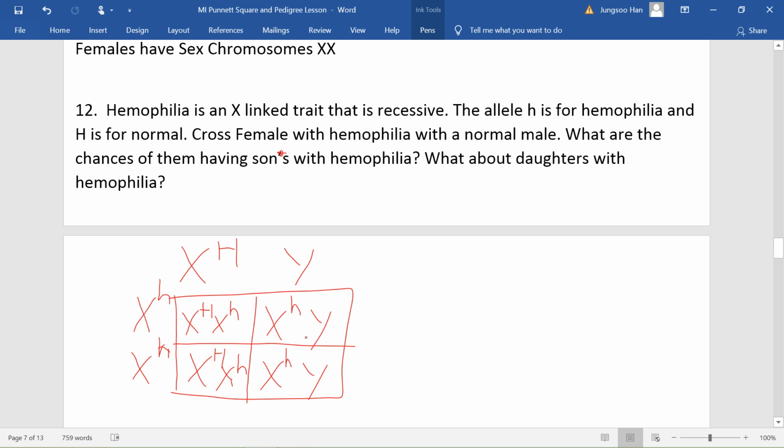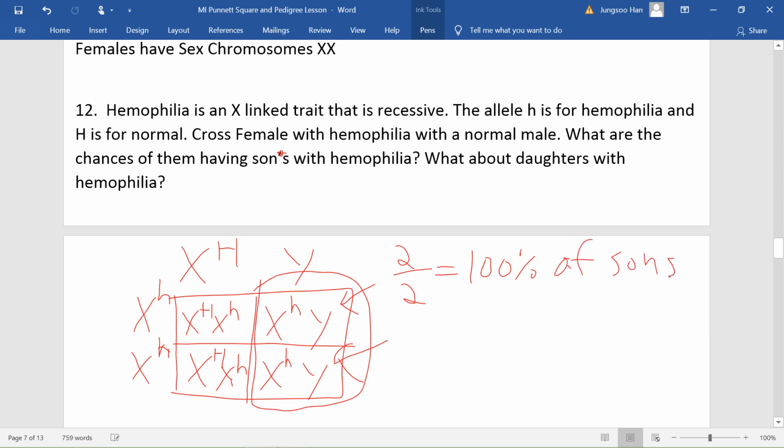Before, we didn't care about gender for the regular autosomal Punnett squares, but in this case, because we're talking about sex-linked chromosomes, with an X chromosome and a Y chromosome, it's different. The question is asking, what are the chances of the sons having hemophilia? So we only look at the sons, this side of the Punnett square only, because these are the males. That's hemophilia, that's hemophilia. So 2 out of 2, because we're only looking at males this time. We don't look at the left side because X and X sex chromosomes are females. So if this couple has children, if they have any sons, there's a 100% chance of the sons having hemophilia.